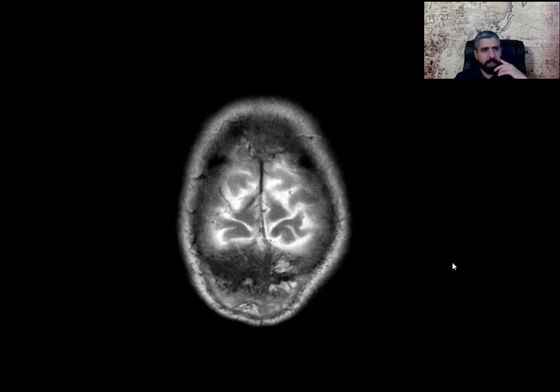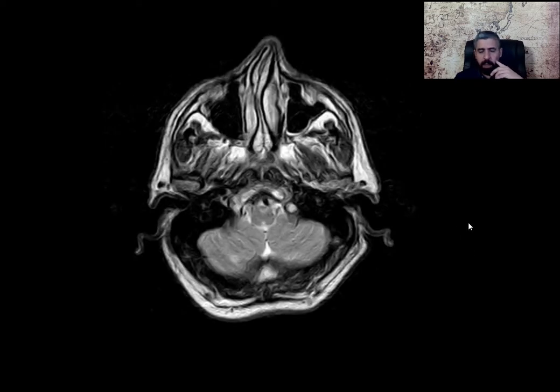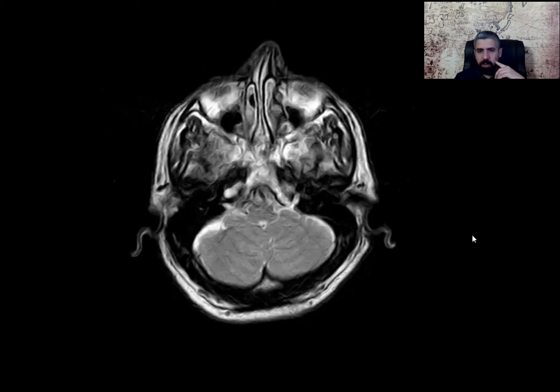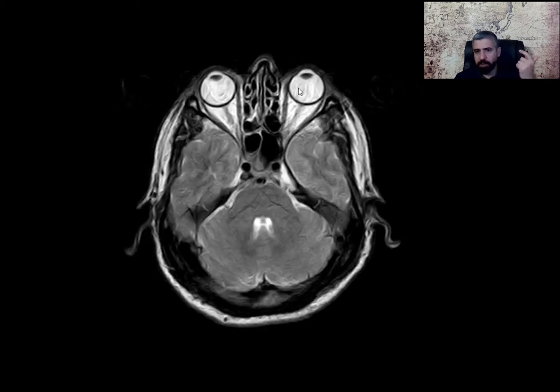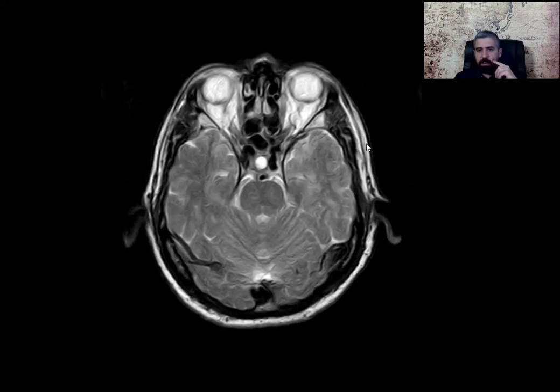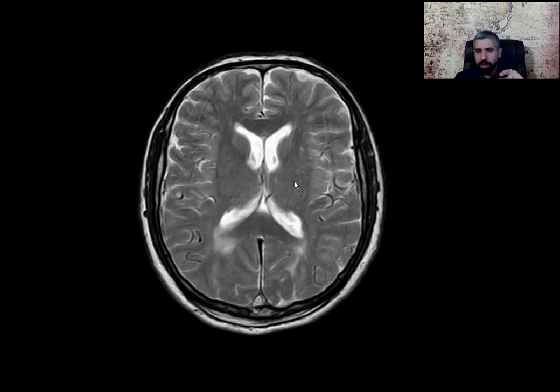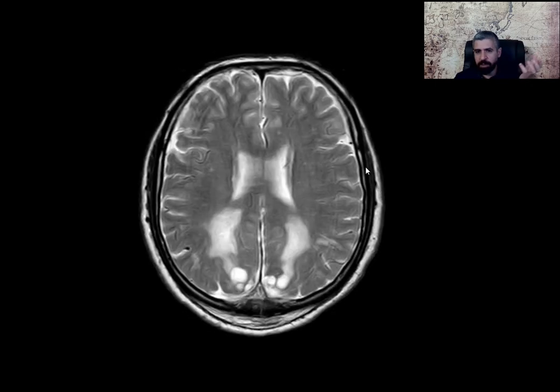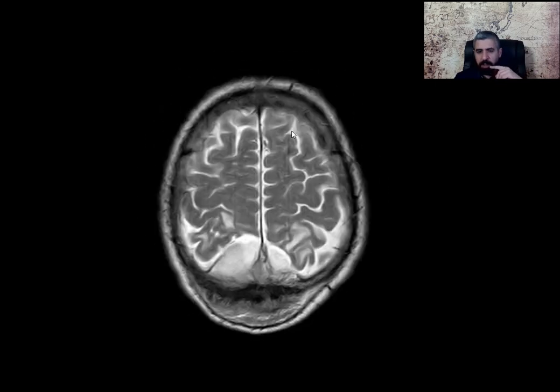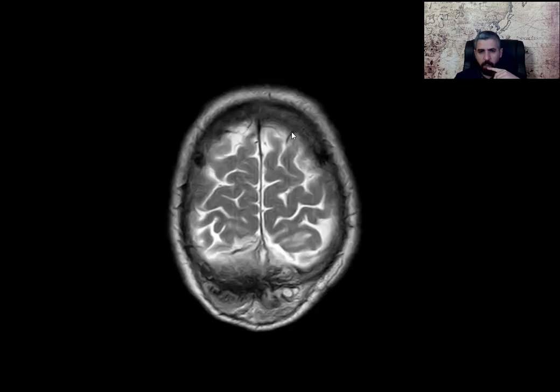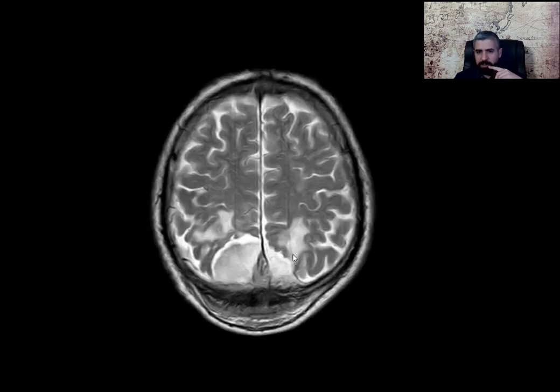This is a T2 axial image of the brain. You can appreciate it's a T2 just by looking at the eye globes and seeing how bright they are. You can see the brain parenchyma here. Till now it's basically normal until we reach this area, and what do we have here? We have something that's causing mass effect on the adjacent brain parenchyma.